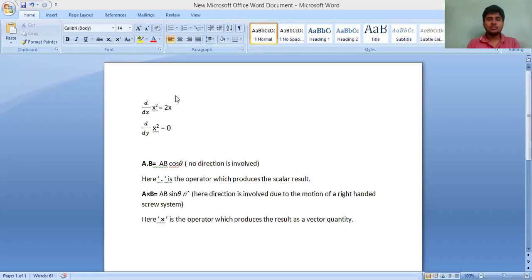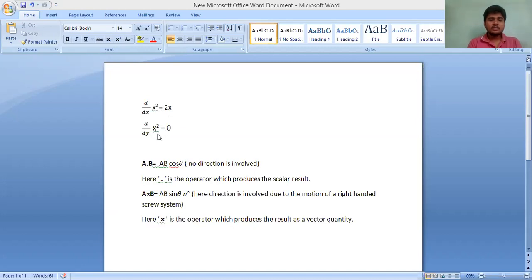And why are we getting two different results, that is 2x and 0? This is simple because in the first case, the operator and the given function are of the same variable, that is x. So our operator is able to differentiate this x square and we get the result 2x. While in the second case, the operator is of the variable y while the given function is of the variable x. And for this y, our operator is unable to operate on this function, thus resulting in 0.